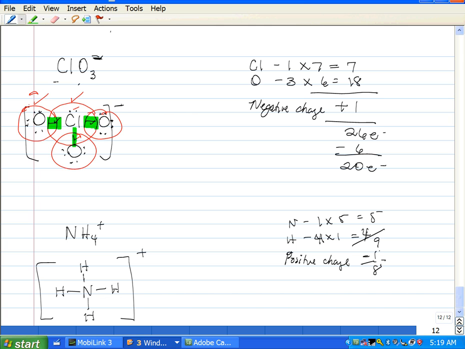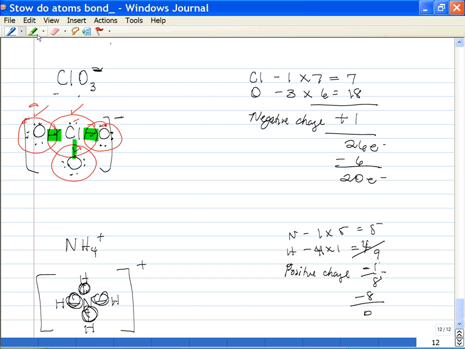and they pretty much are already distributed, right? Because we have to account for what's already in the bonds. 2, 4, 6, 8. Is everything happy? Nitrogen has 8 electrons around it. 2, 4, 6, 8. Hydrogen only wants 2, and it's got 2 in every case. Okay? So those are situations where we have ions and what we need to do with the charge.